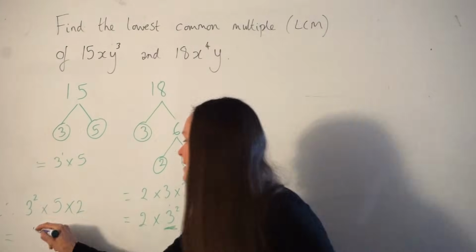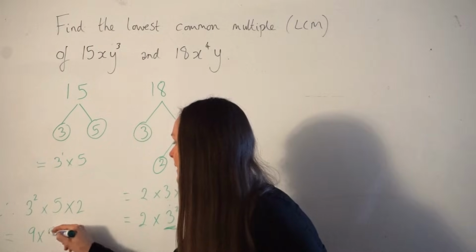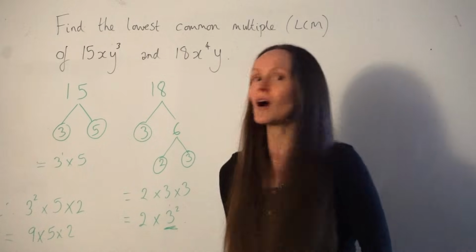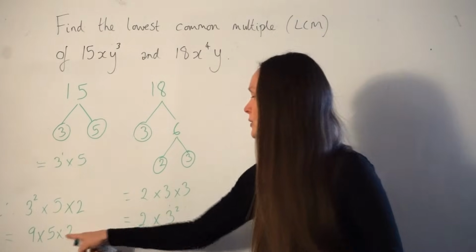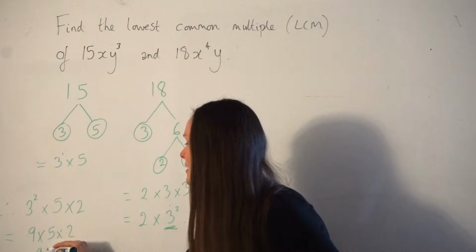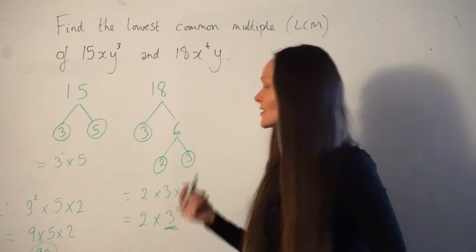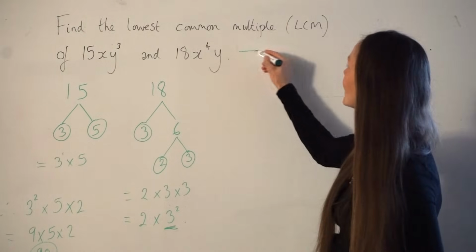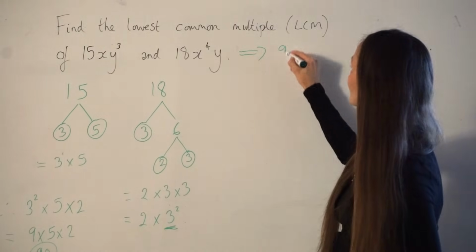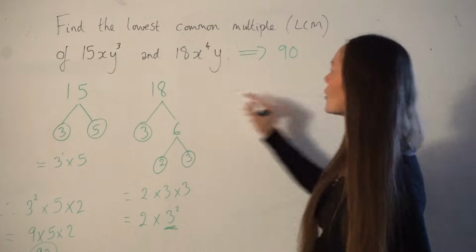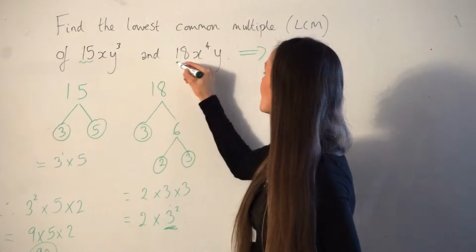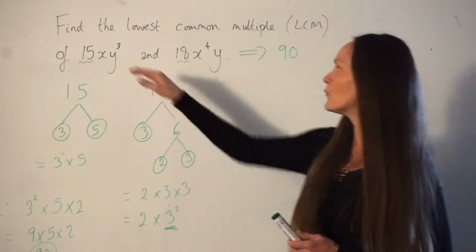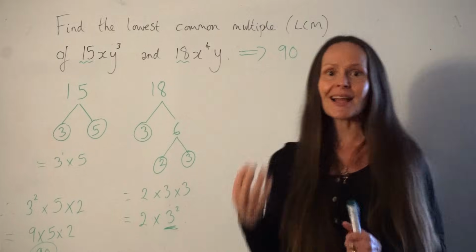So 3 squared is 9, and 9 times 5 times 2 is the same thing as 9 times 5, which is 45, and 45 times 2, which is 90, okay? So that is the lowest common multiple of 15 and 18, okay? So we're partly there, okay? We've got part of our answer already. We've worked out the LCM for those two numbers, okay? So it's the smallest number that both 15 and 18 fit exactly into, okay?